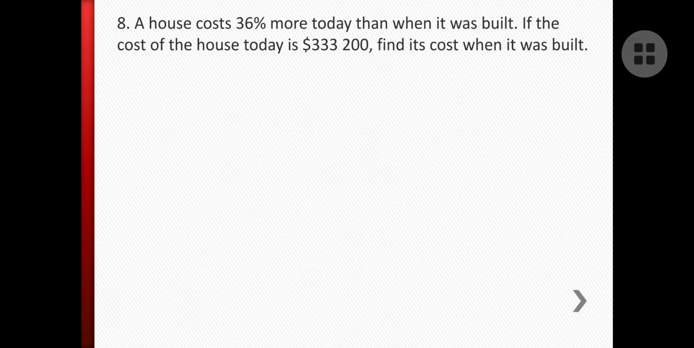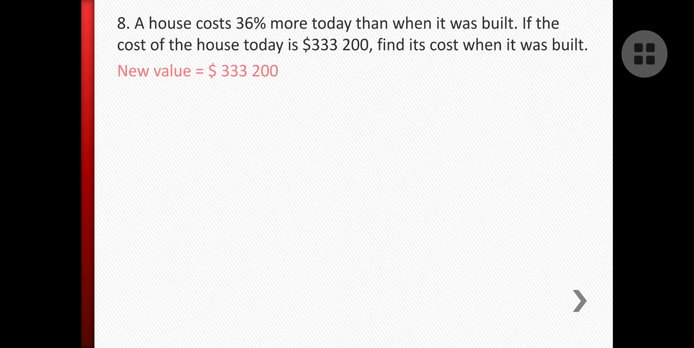Okay, so in the first sentence you understood that there is a percentage increase, correct? Now the second sentence, the cost of the house today, yes, it's the new value because it's increased. That's what it told. So today's value is 3,33,200. Find its cost when it was built. So at the time of the building, what was the cost? That is what you have to find.